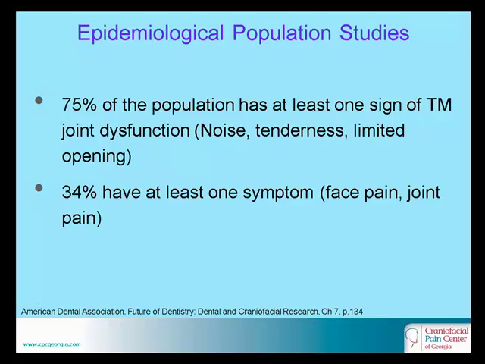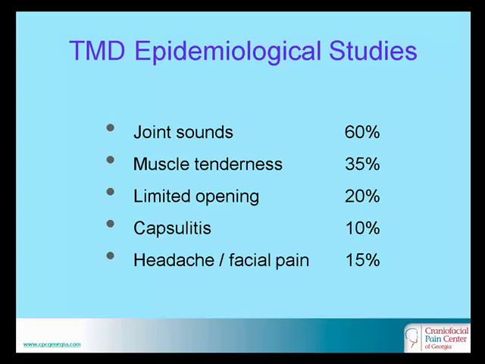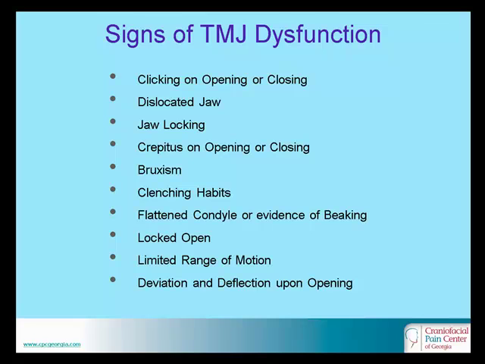And if you take a look at the ones that are symptomatic and you break that down even further, 60% have some degree of joint sound, probably indicative of an internal derangement. Then you've got the muscle tenderness if you were to palpate, limited opening if you were to check range of motion. If you were to palpate the lateral borders or the sides of the jaw joint, you'll find some capsular pain, and of course headache and facial pain. What's interesting, even though these numbers are from the literature, in our practice, the majority of our patients, greater than 50%, have headache and facial pain symptoms, and the others are scattered between the rest.